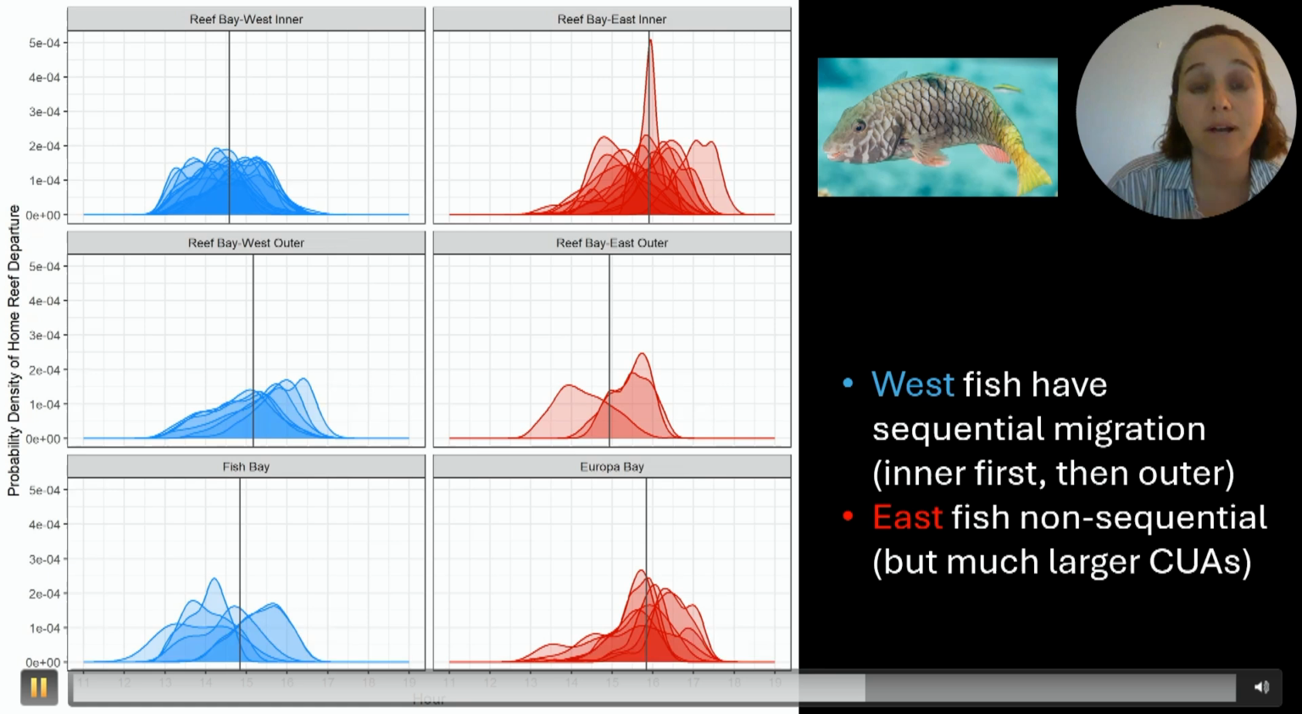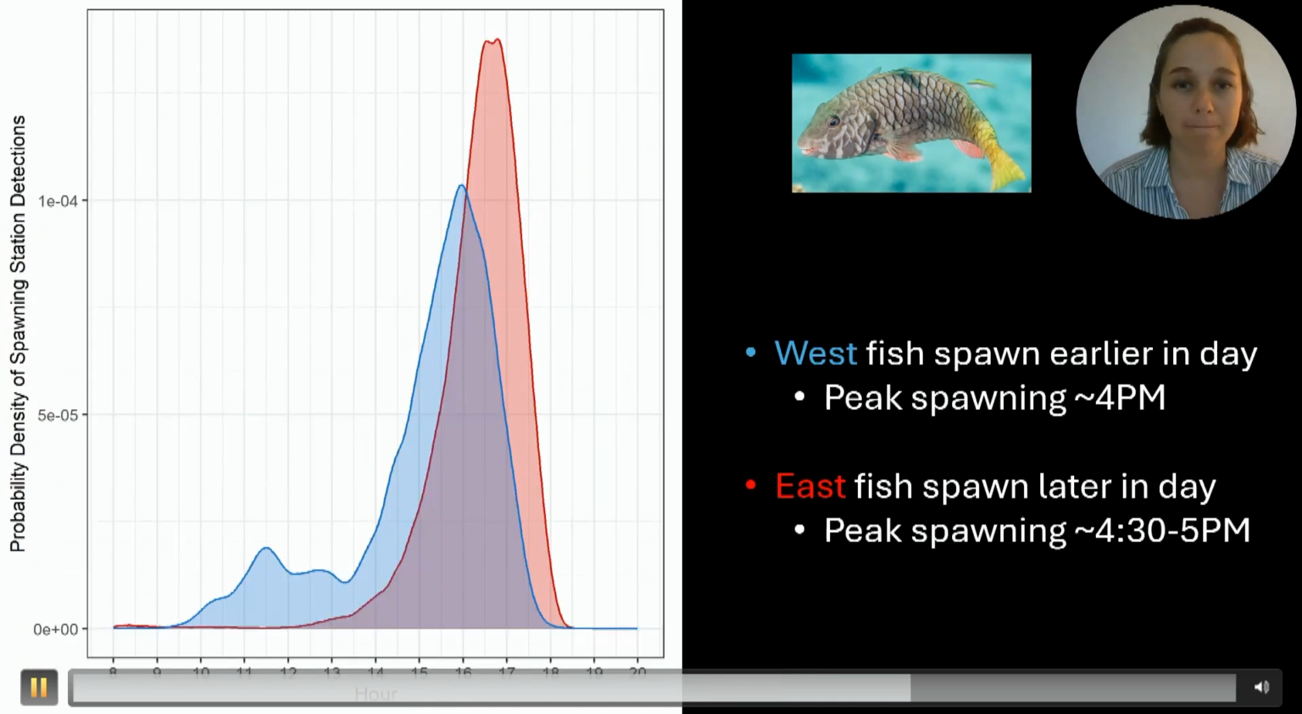And what we found was that there was a sequential migration in the west, with fish with core use areas in the inner part of the bay leaving earlier to start their migrations. This relationship didn't hold on the eastern side of the bay. But I suspect this could be due to the small sample size associated with the fish from the outer edge of the eastern side. So I don't necessarily know if this is something that's actually naturally occurring or just an artifact of that small sample size.